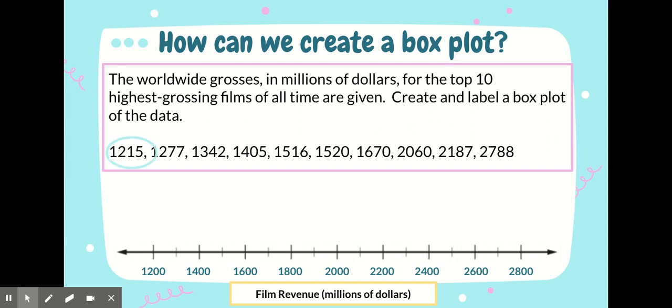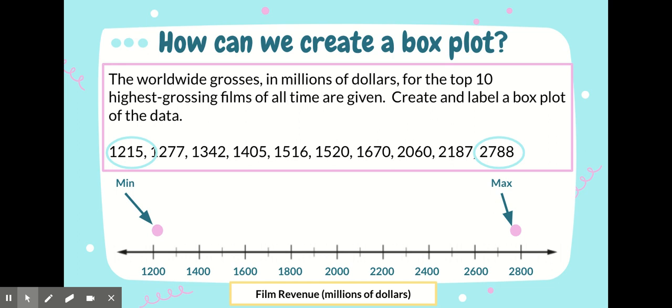The minimum, we have 1215. So I'm going to take that minimum and put a dot on the number line. Then I'm going to look at the maximum, which is 2788. I have my maximum, I'm going to put a dot on the number line. So now to finish our box and whisker plot, we need the median and then quartile 1 and quartile 3.